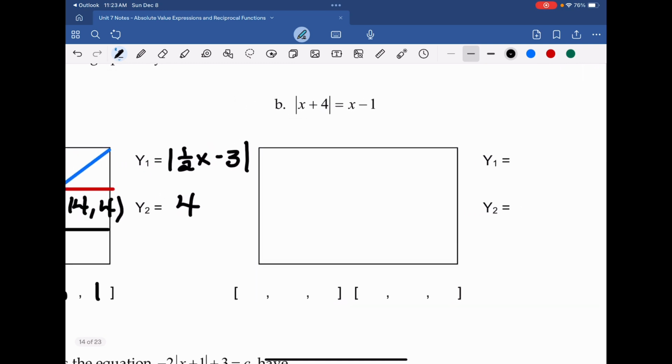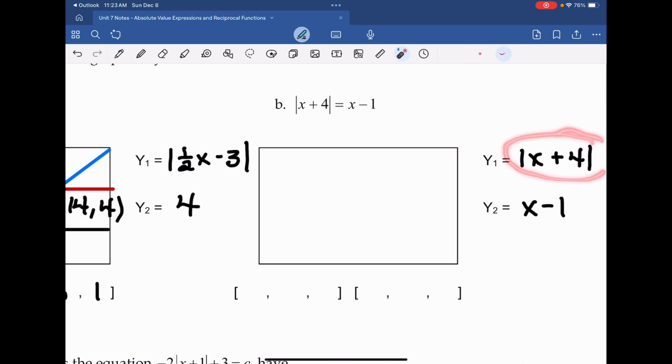All right, let's look at this equation here. So we have this absolute value of x plus 4, equals x minus 1. The absolute is already isolated, so we're going to write that in y1 as the absolute value of x plus 4. In our y2, we're going to write this as x minus 1. And if you need help entering the absolutes into your calculator, I can do that for you.